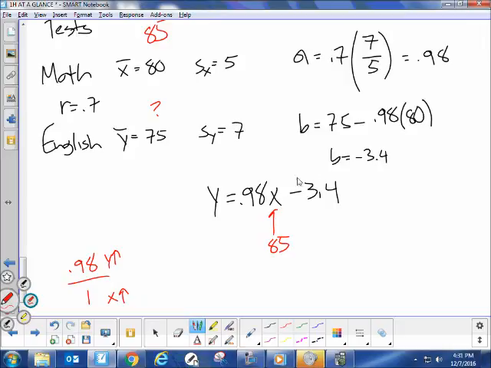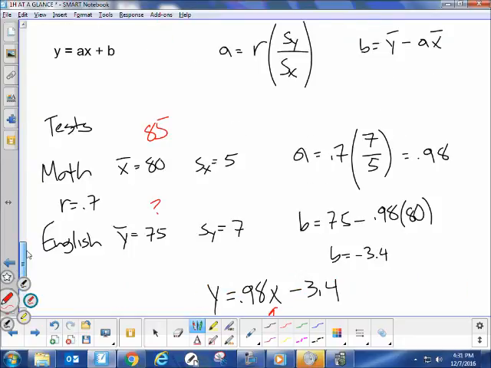And they might say, hey, what does the y-intercept mean? The y-intercept is when x is 0, you get negative 3.4, which means if I got a 0 on my math, I'd get a negative 3.4 on my English. Doesn't really make sense, which is why we talk about only using our line of best fit to predict values close to where our data is centered, not further away.